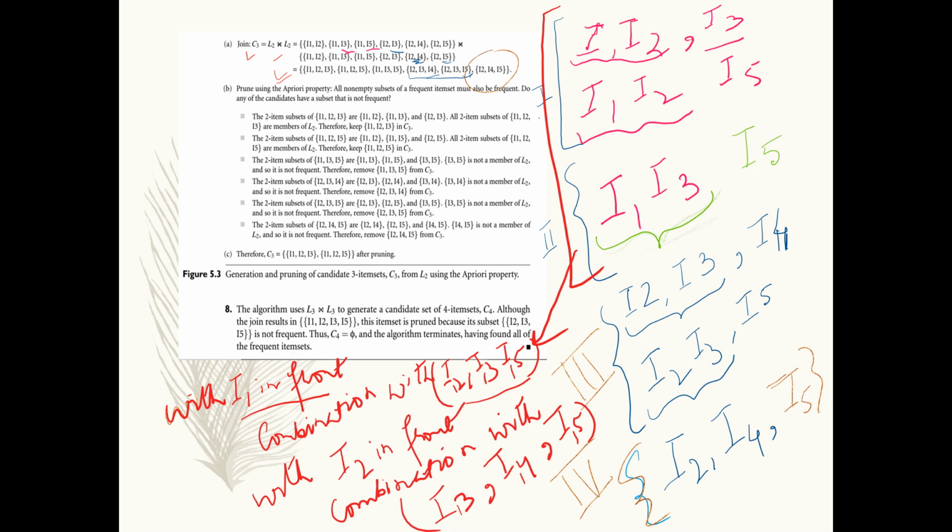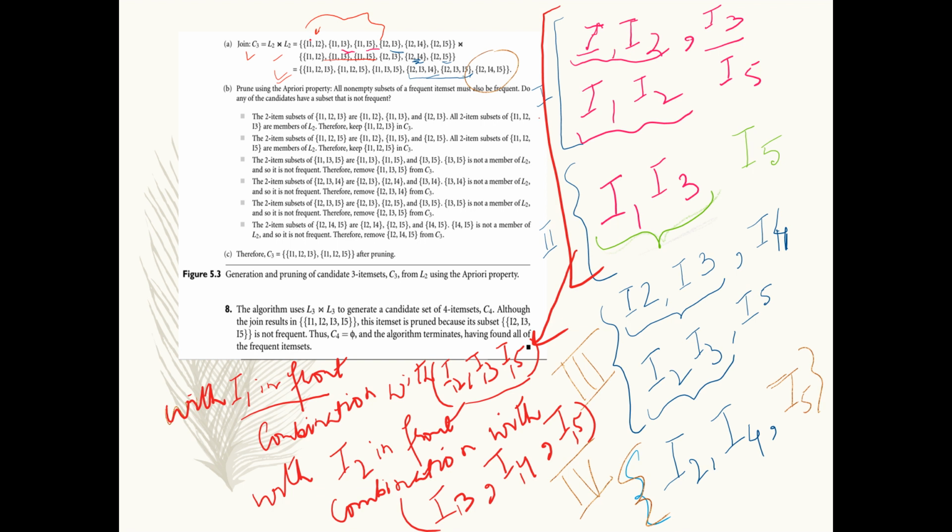So here, just remember, first of all, you have to pick this. Pick the first set and combine it with the remaining. So I1, this is the group. What I'm going to do is pick up this item and combine it with the next item having I1 in front. That's what I've written here.